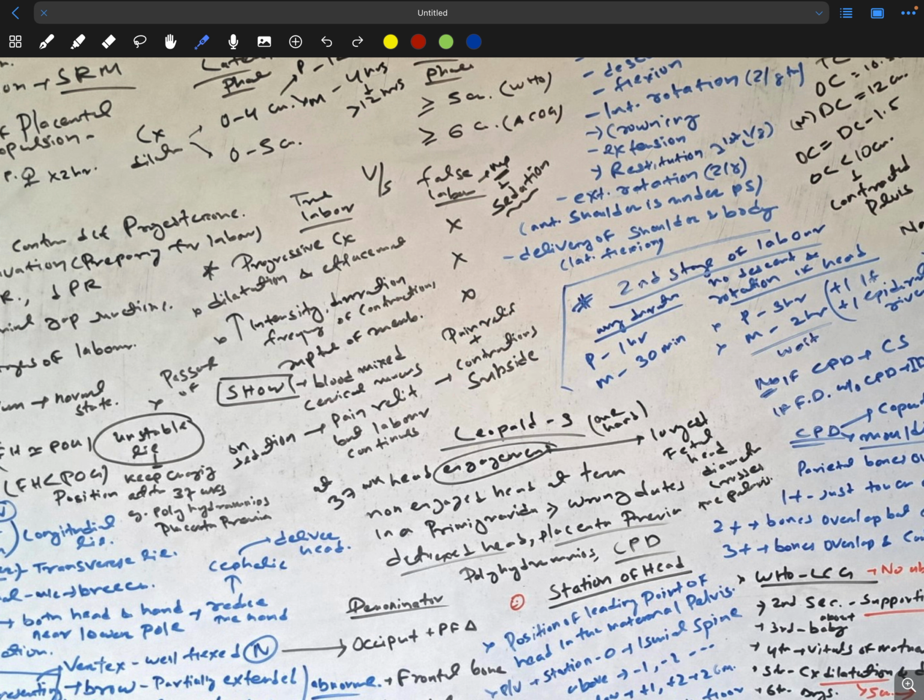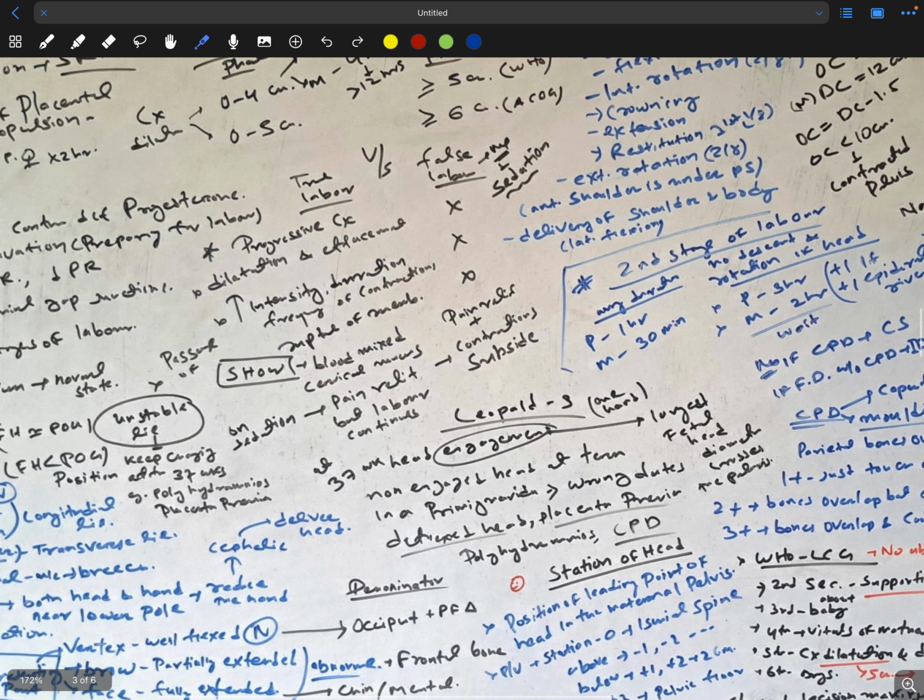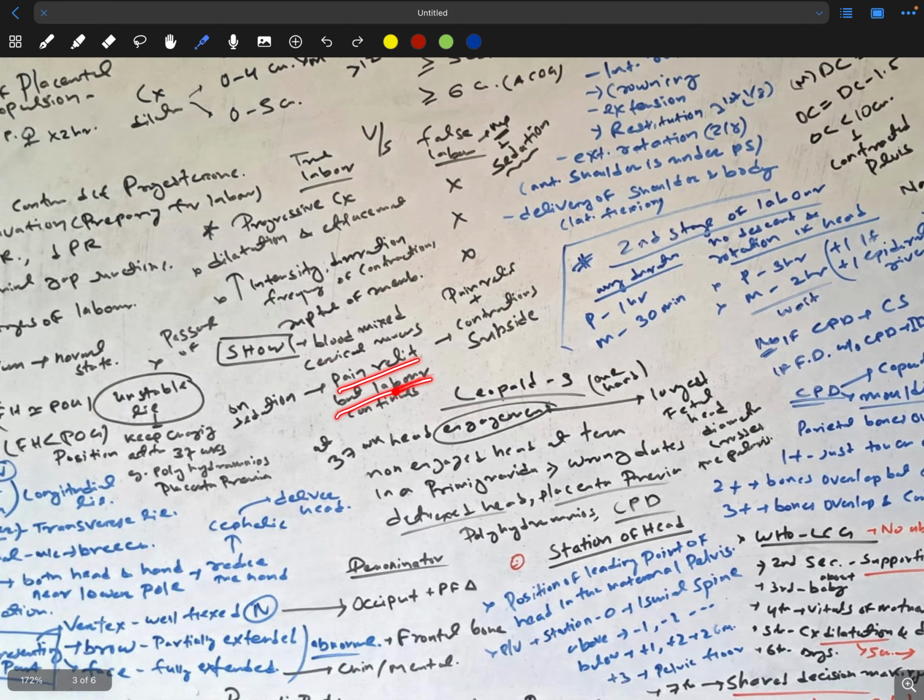So this is the best thing, I think. If you give sedation, pain relief occurs in both, but the contractions never stop in true labor, while they subside in false labor. So this is how you can differentiate between true and false labor. Another sign is show, which is when the membranes rupture in second stage of labor and blood-mixed cervical mucus is seen, that is called show. On sedation, pain relief but labor continues, that is seen in true labor.